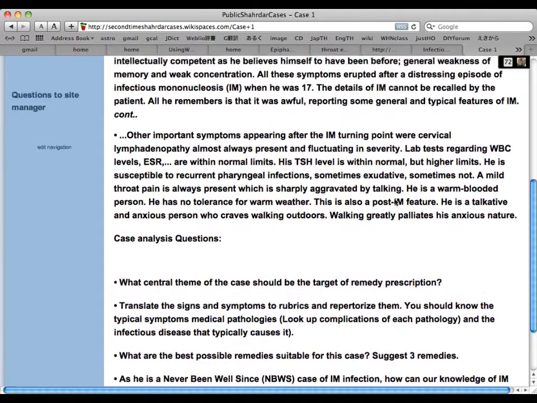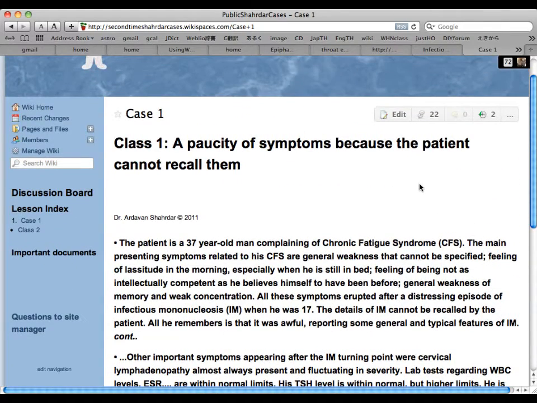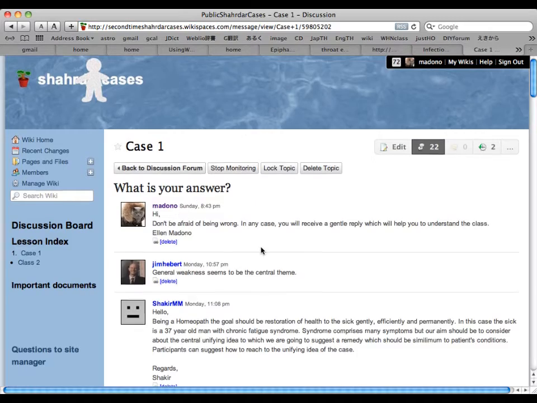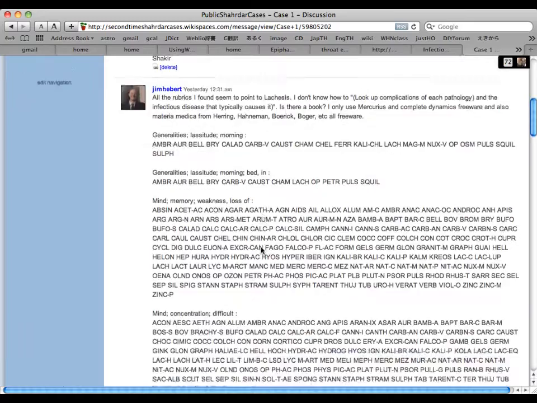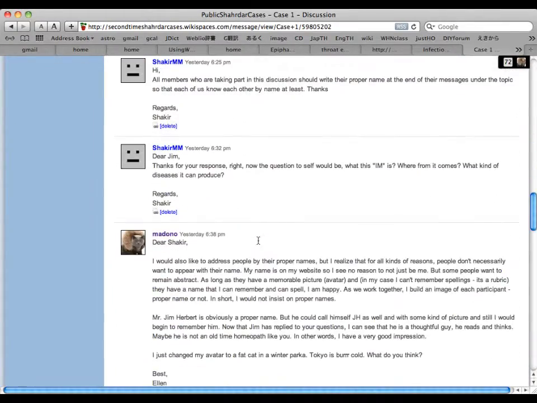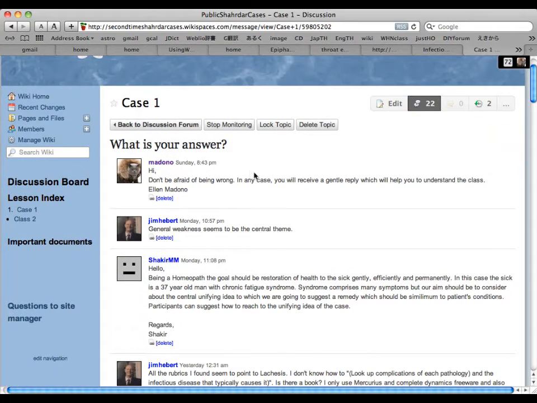Okay, don't go on to the next lesson, but instead go up here to the discussion and open up here and read what other people are saying. Jim Herbert is the only one who's talking to Shahrdar here. And Shahrdar is kind of our old-timer homeopath from India. He's really a good guy. I'm so glad he's on our team. So look and read and think about what other people are saying.